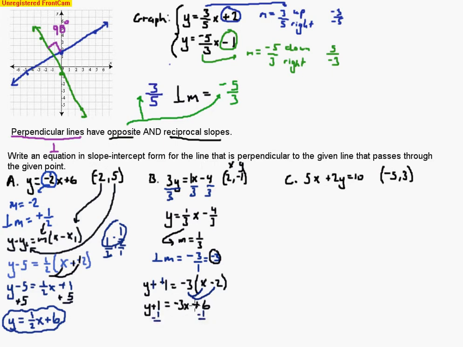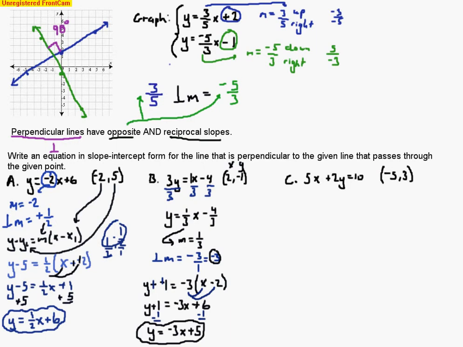And so when I do that, I can rewrite my problem in slope-intercept form. So that would be y equals, and then I still have that -3x, now it's plus 5. I had to subtract because they're opposite in sign. So there it is. So this line is perpendicular to the line that we started with. Again, look at the slopes. They're opposite and reciprocal.